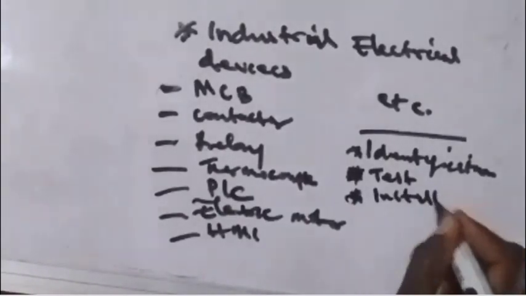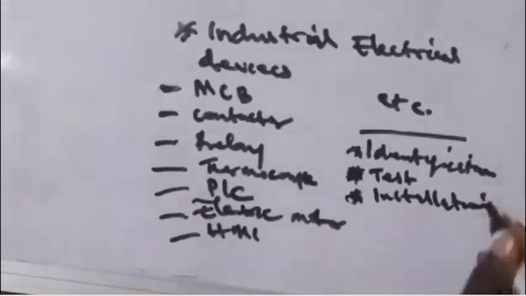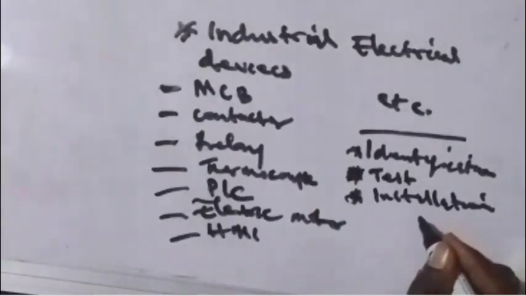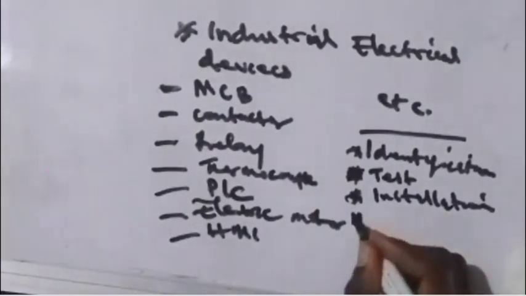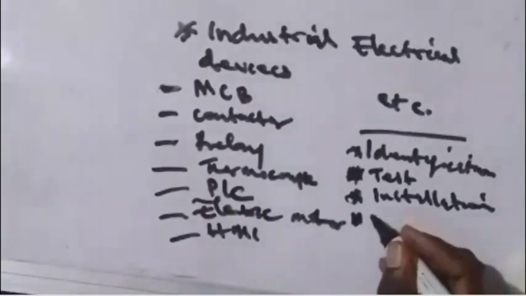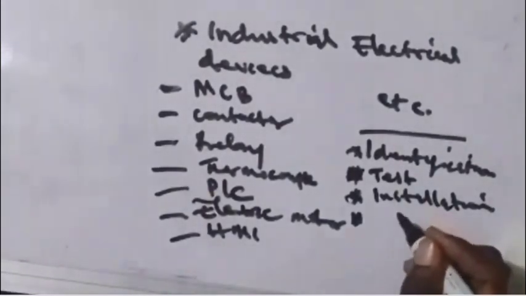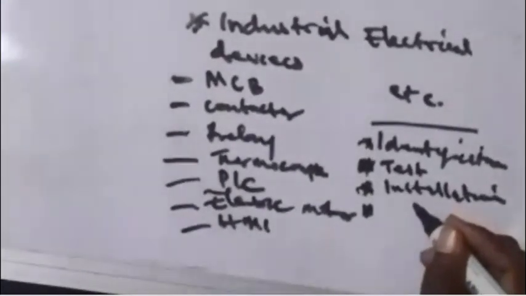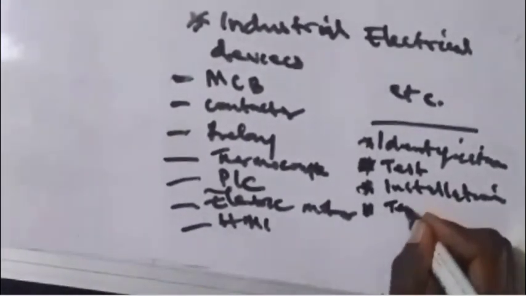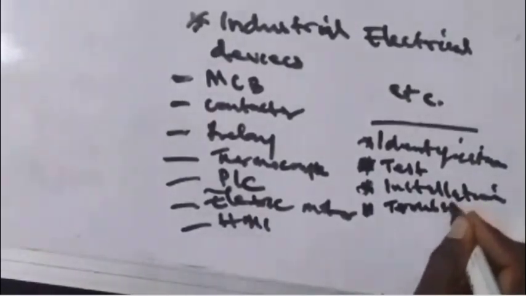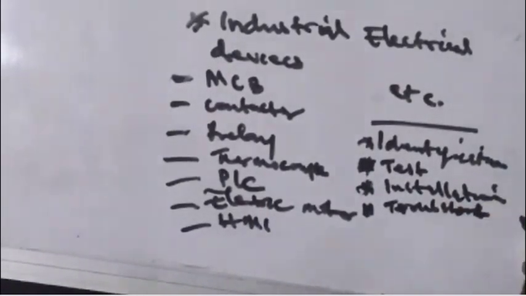Number three, we are going to know how to install it. Installation: how to install the devices. Number four, if there's a fault in the installed device, how to troubleshoot and resolve a fault in an industrial panel, and how to check whether these devices are okay or not.